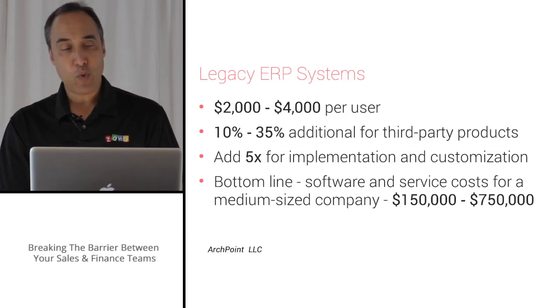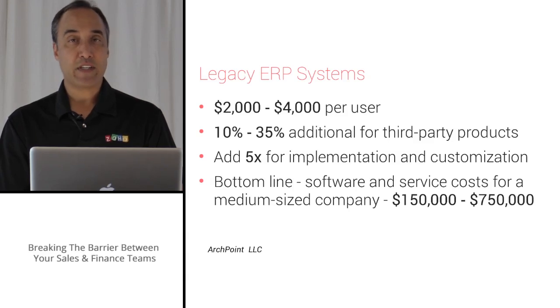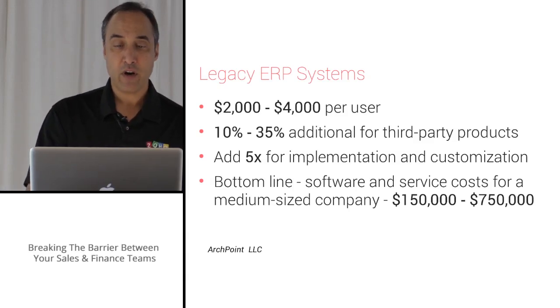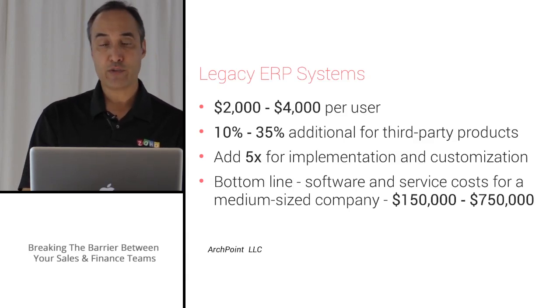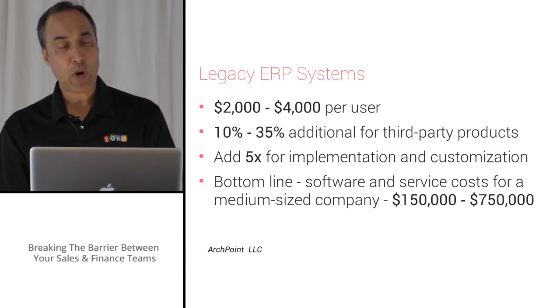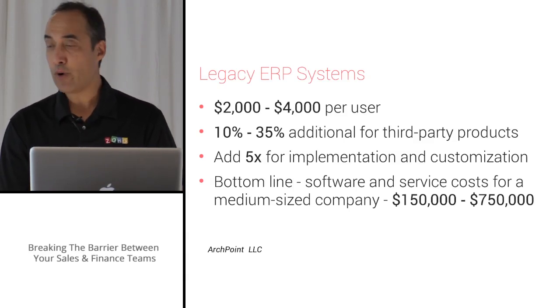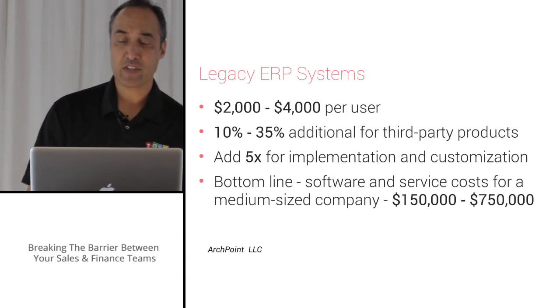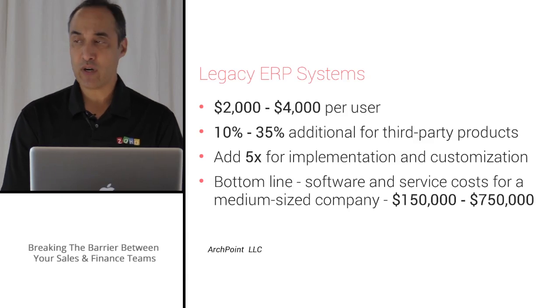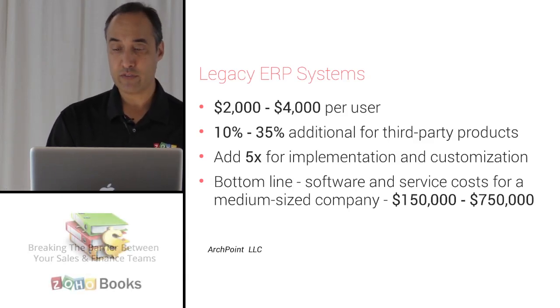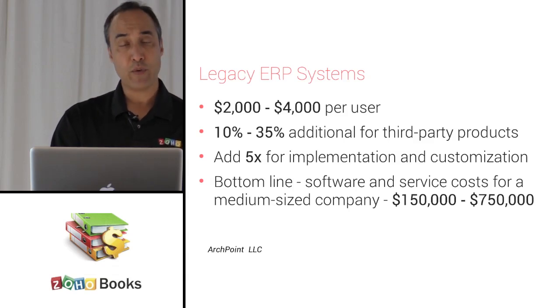In this study by ArchPoint, they looked at a medium-sized company and average pricing for an ERP system. As you can see, per user costs are quite cost prohibitive, anywhere between $2,000 and $4,000 per user, the study indicates. Throw in another 10 to 35% in additional third-party products, and another 5 times that amount for implementation and customization. Bottom line, software and service costs for a medium-sized company can range anywhere from $150,000 to $750,000. That's quite daunting for many, many companies.